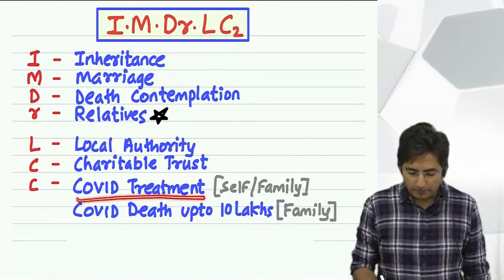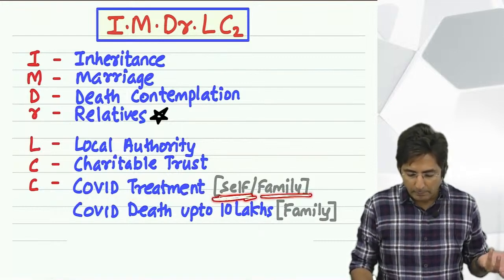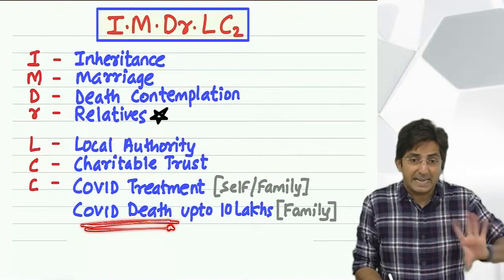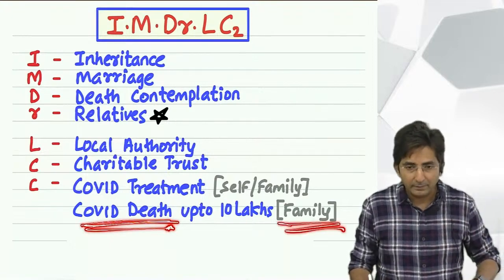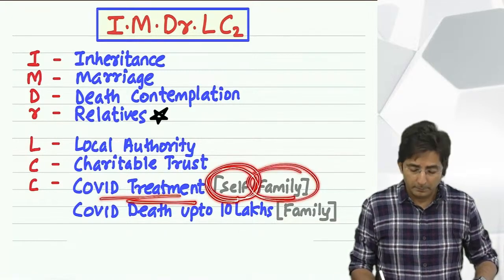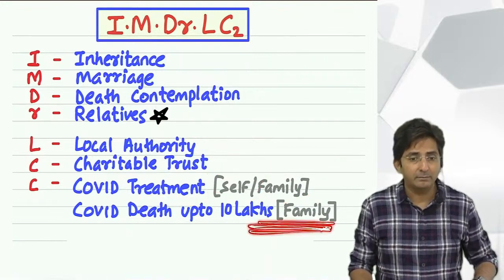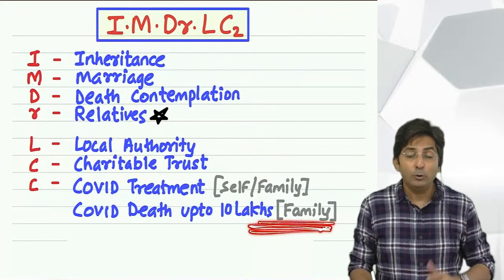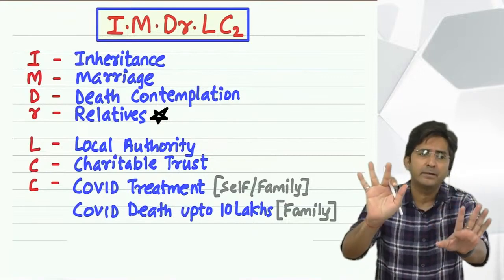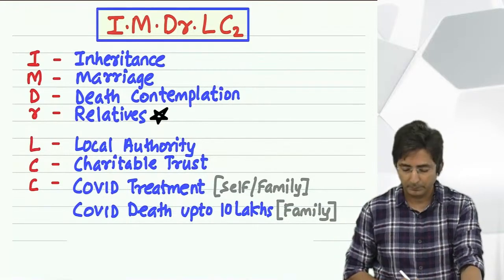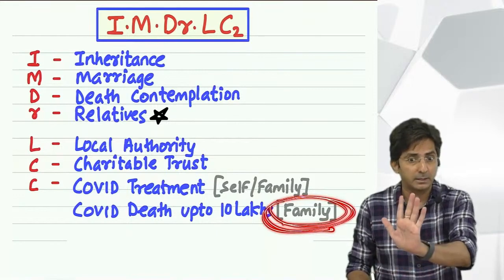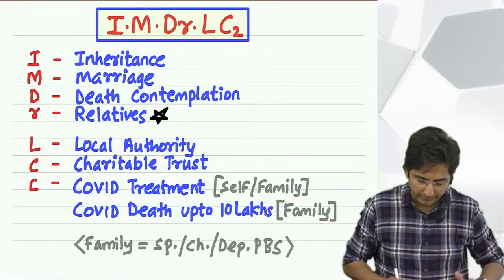COVID treatment, see, treatment can be of self also and family also. But death, if the assessee himself has died, then who will get the money? Family. See, here the assessee is alive, so it can be the assessee's treatment or family's treatment. But here I have not written self, wife. Why? Because the assessee has died. See, whose death has taken place? Assessee's death. So in my earlier question, it was Mrs. Khanna. Mrs. Khanna died in COVID. And then on her death, family is getting the money. And family means who should get? Spouse, children, dependent parents, brother, sister. Family has got its definition over here. See, I have written here.